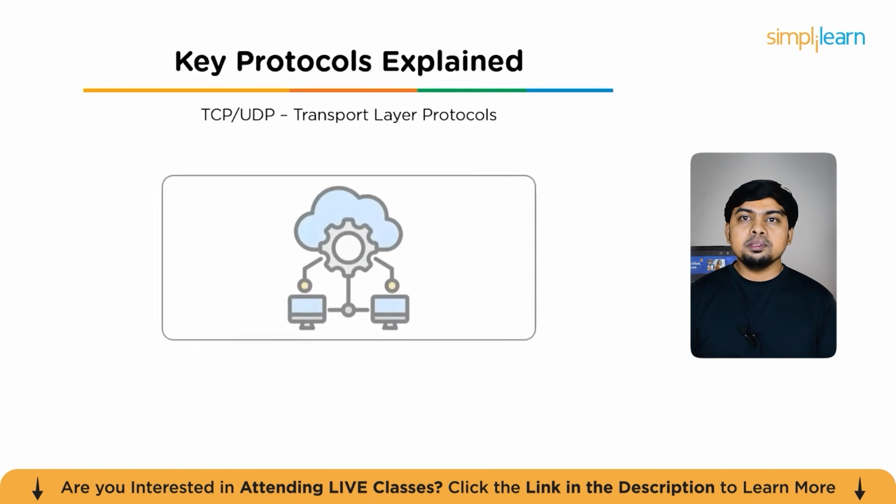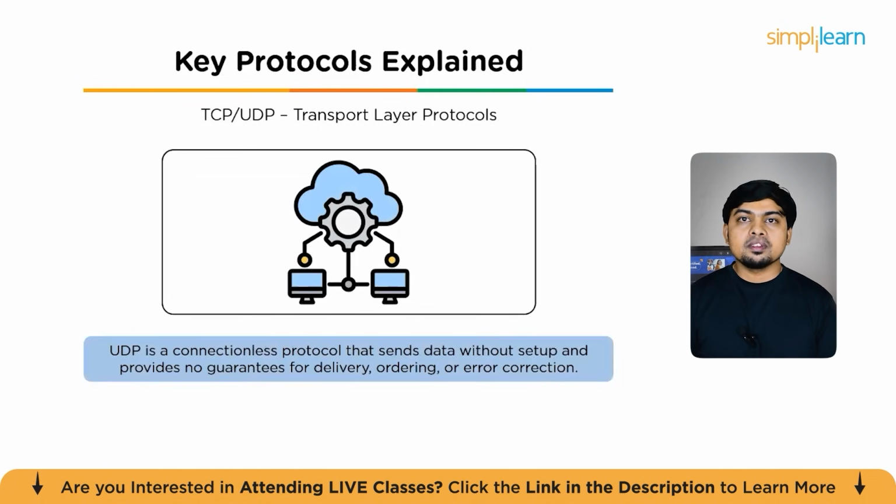Followed by that, we have UDP, for fast and lightweight. UDP, or User Datagram Protocol, is connectionless. It sends data without establishing a connection. There is no guarantee of delivery, order, or error correction.